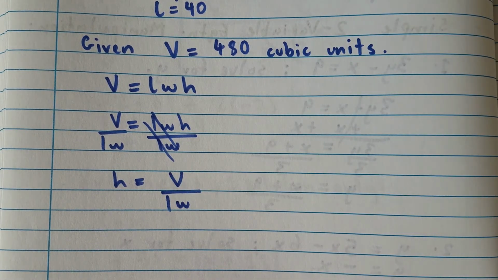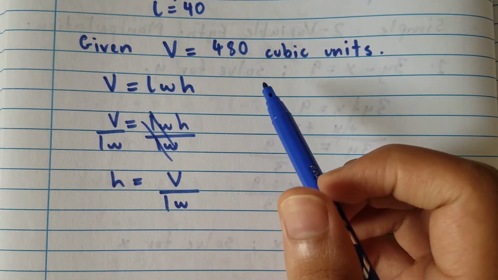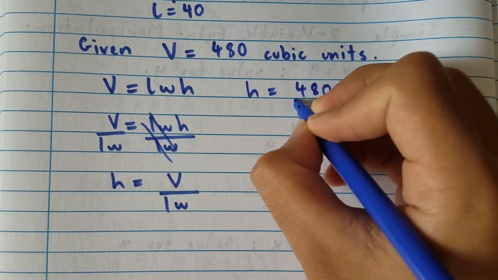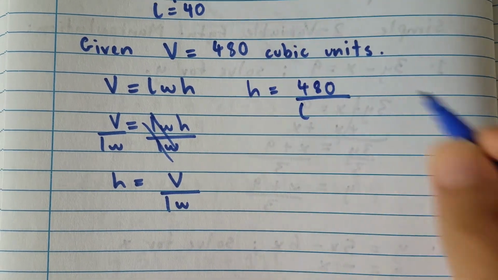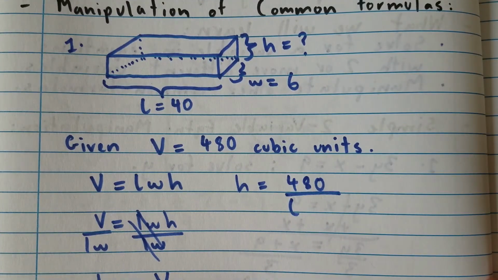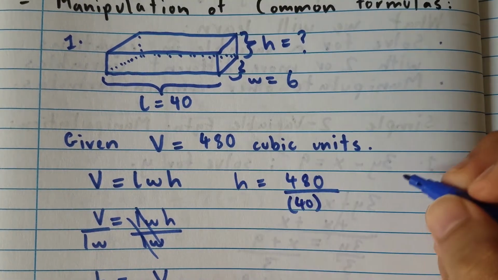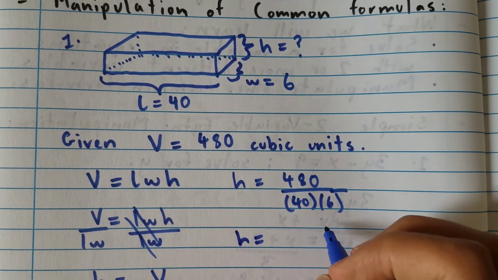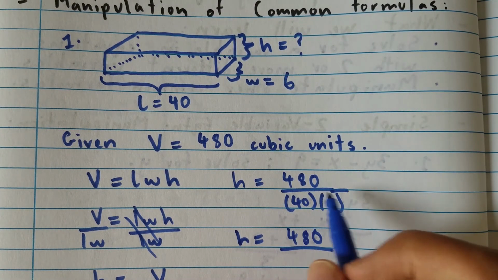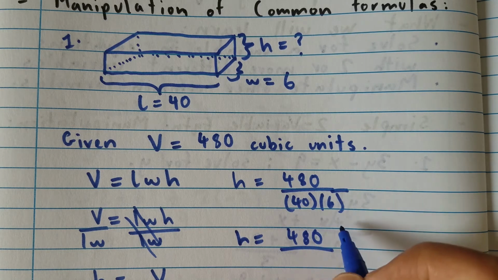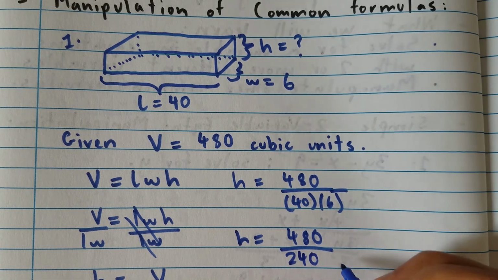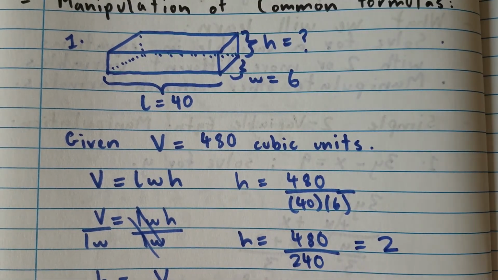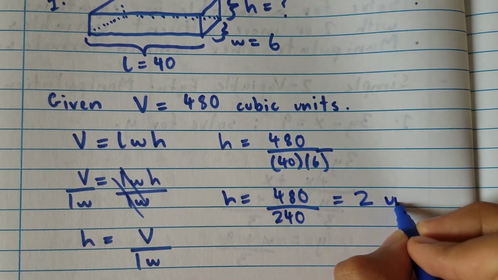So now we've successfully manipulated this formula so that we can directly solve for height given the dimensions and the volume. So we're given that the volume is 480 cubic units. So if we plug in the volume for 480 and then we plug in the length and the width, we can solve for the height. Now we know the length of this rectangular prism is 40 and the width is 6 units. Now I can simply calculate this and I'll find the height. So we get 480 over 40 times 6, which gives us 480 over 240, and then 480 over 240 is equal to 2. So we know that the height is equal to 2 units.